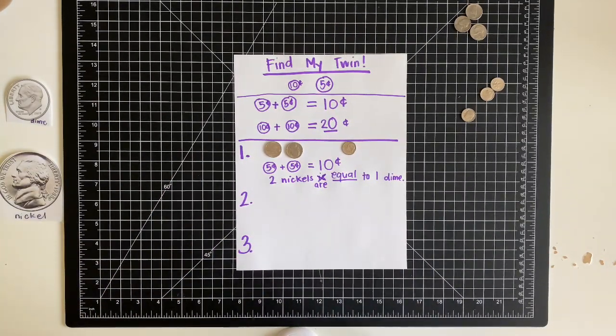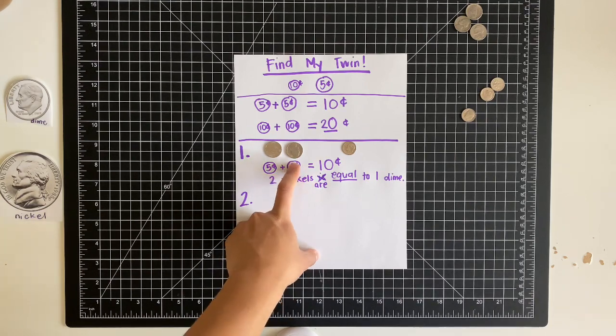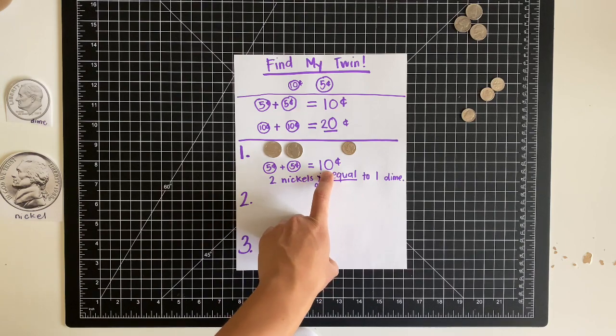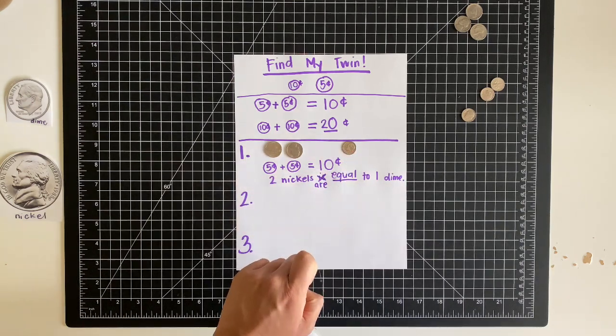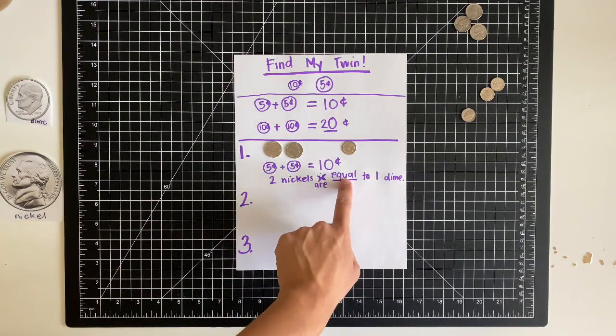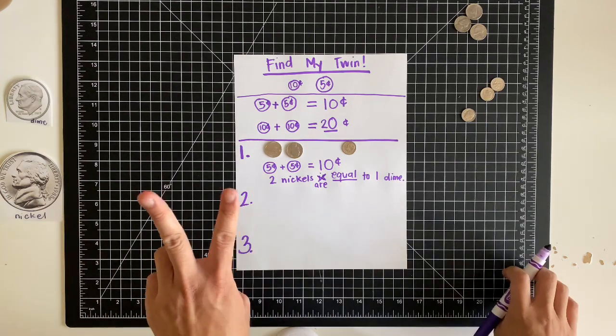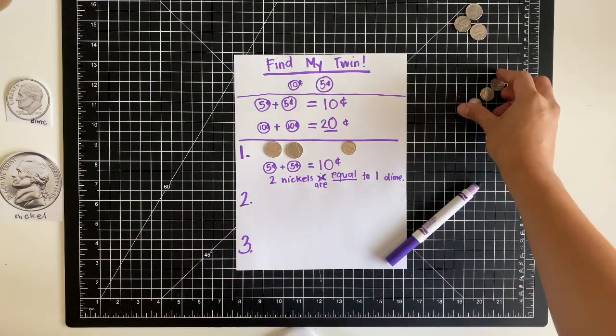Okay, so just to review, Mr. Junior counted the cents value of both coins all together. Then I looked at the answer or the sum, and I had to think, how many dimes would that be? That would just be 1 dime. And I wrote it out here. 2 nickels are equal to 1 dime. Okay, let's move on to number 2. It's gonna get a little bit more tricky.